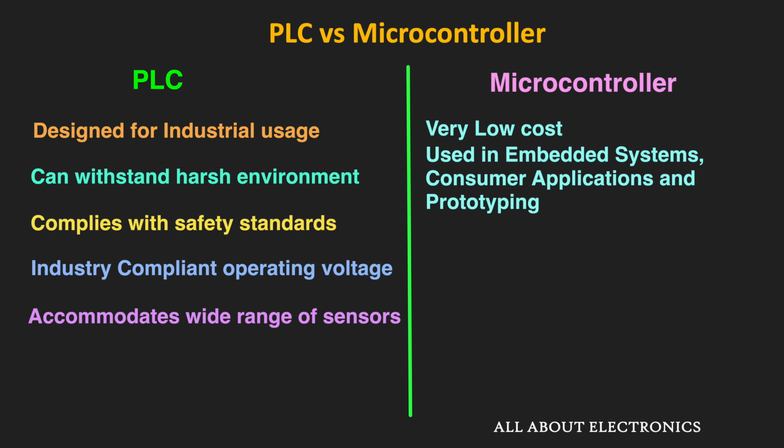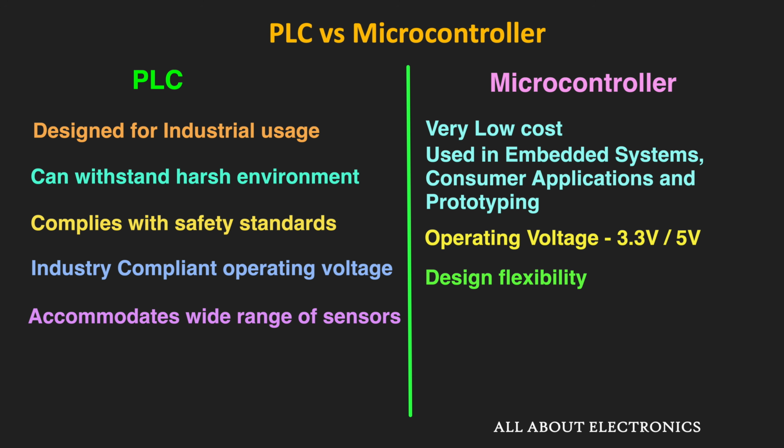they are meant to be used in embedded systems, consumer applications and for prototyping. And as we have seen, they operate with low voltages like 3.3 volt and 5 volt. But in the case of the microcontroller, we have additional flexibility. That means by building additional circuitry around it, it is possible to use them in different applications.